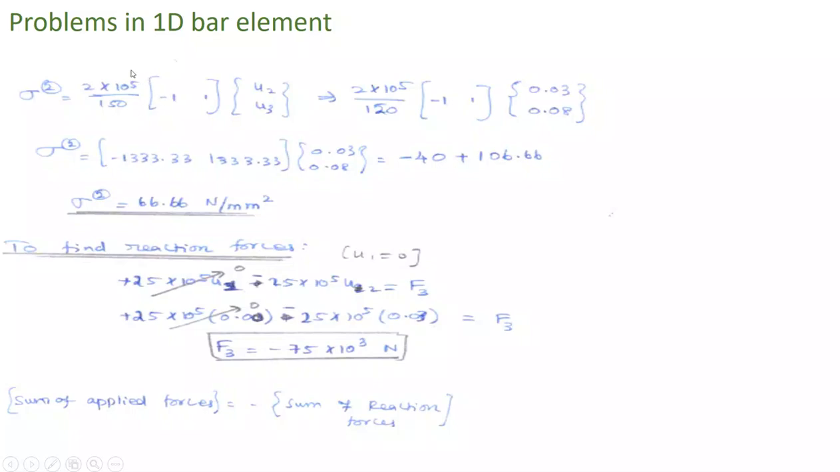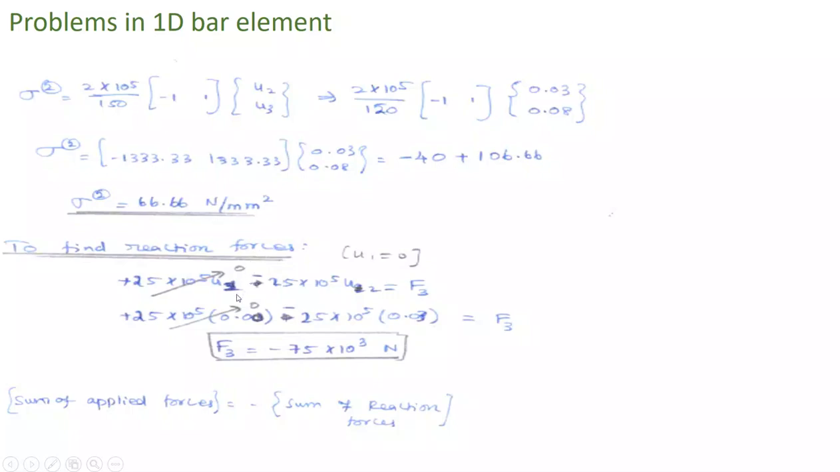Next, the stress of element 2. Young's modulus is 2 into 10 to the power 5, and the length is 150 mm, with minus 1, 1 for element 2, node 2 and node 3, so u2 and u3. Multiplying and dividing, 2 into 10 to the power 5 divided by 150 gives minus 133.33 and plus 133.33, with 0.03 and 0.08. Multiplying, minus 133.33 into 0.03 gives minus 4, and 133.33 into 0.08 gives 10.66. So the final value will be 66.6 Newton per mm square.